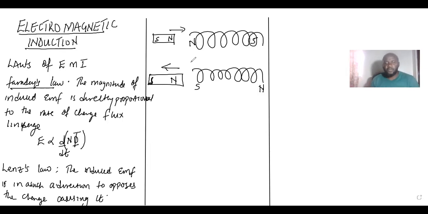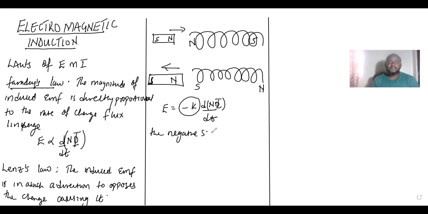So with that, we can also look at this equation, which says that EMF is going to be equal to negative K dNψ/dt. This negativity is what talks about the opposition of the change that has caused the EMF, or that has caused the magnetic field that has changed. So with that, the negative sign satisfies Lenz's law. And K is a positive constant of proportionality.